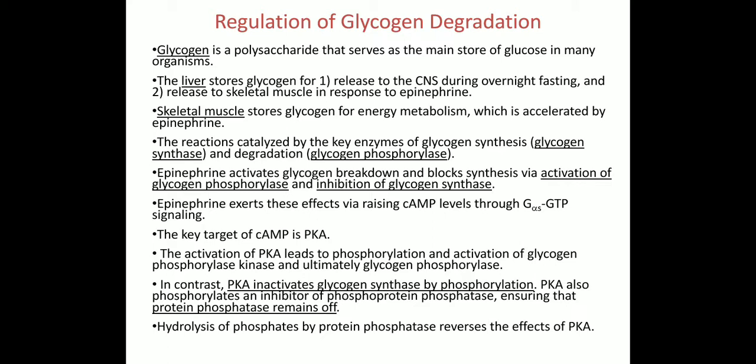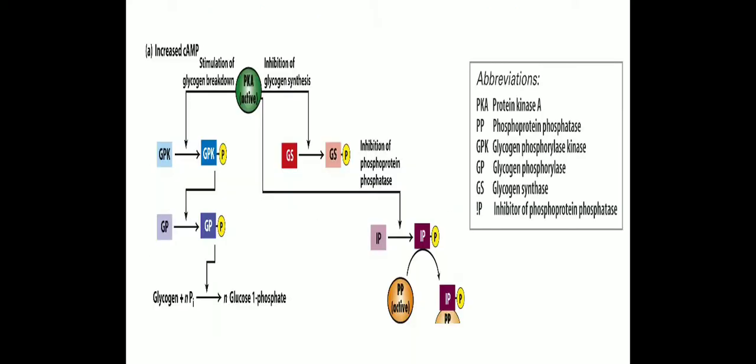This reversal is mediated by phosphoprotein phosphatases, which remove the phosphate residues from the inactive form of glycogen synthase, thereby activating it, and from the active form of glycogen phosphorylase kinase and glycogen phosphorylase, inactivating them.